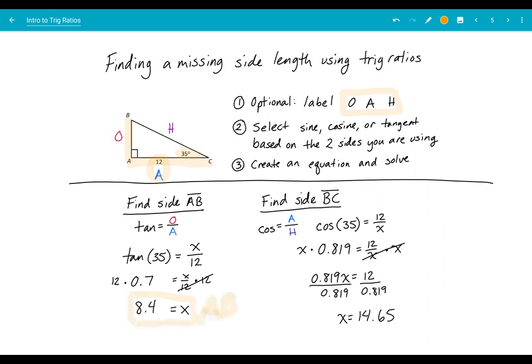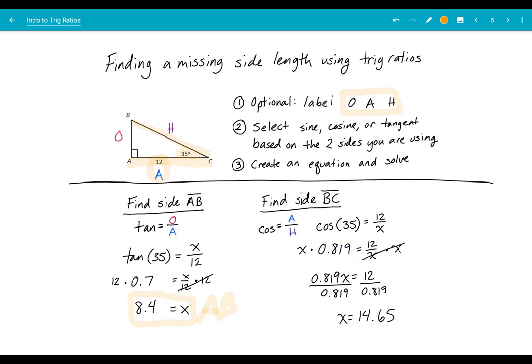Side BC is a little trickier. It uses our adjacent side and our hypotenuse, and that gives me cosine. Adjacent and hypotenuse go with CAH of SOHCAHTOA. Cosine of 35 was 0.819 when I typed it in my calculator.